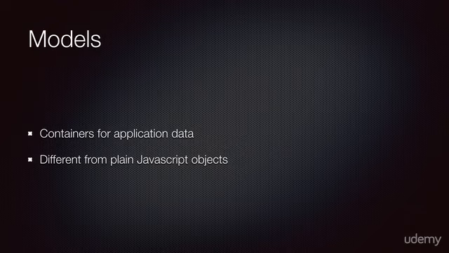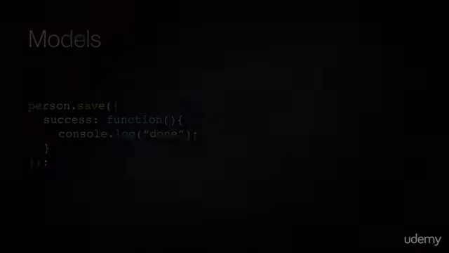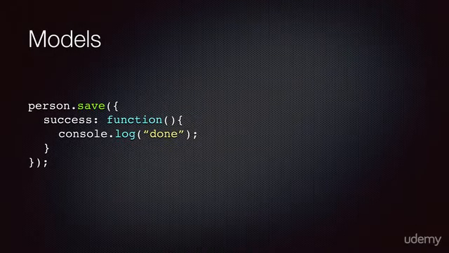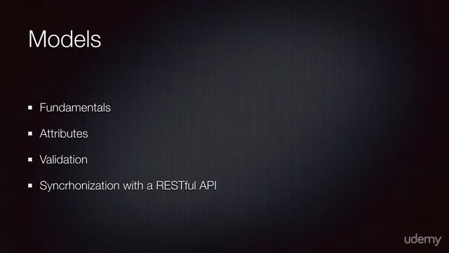the server. And this is very powerful because with Backbone, we no longer have to write those ugly spaghetti-style AJAX calls using jQuery. We simply call methods on our models, and the models take care of all the low-level AJAX calls for us. In this section, we'll talk about the fundamentals of models, how to work with their attributes, how to validate them, and how to synchronize them with the server.